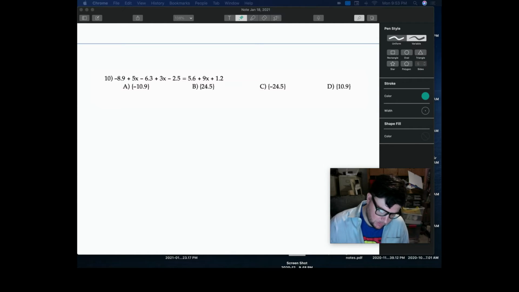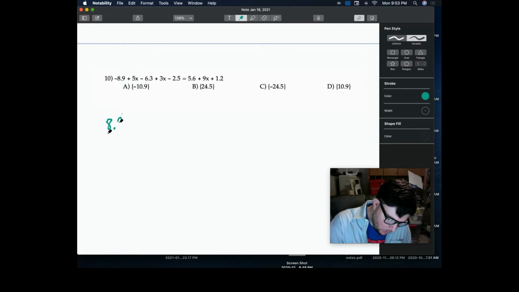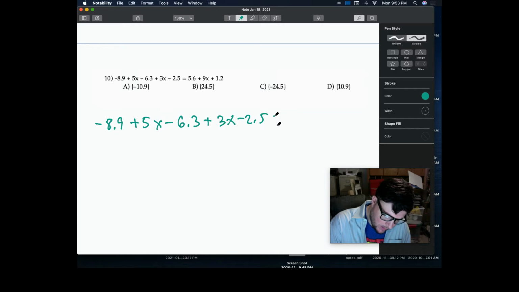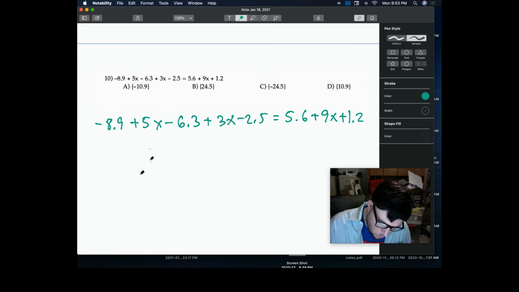So let's take a look at this one. This one's a doozy because we got negative 8.9, which is a decimal, plus 5x minus 6.3 plus 3x minus 2.5 equals 5.6 plus 9x plus 1.2. So what are we going to do here?